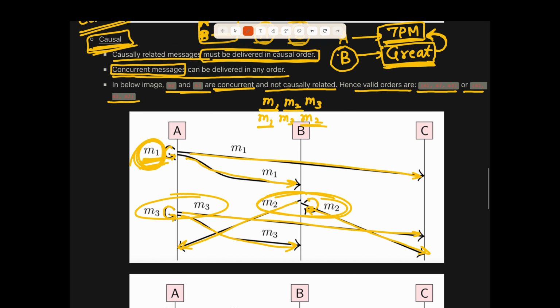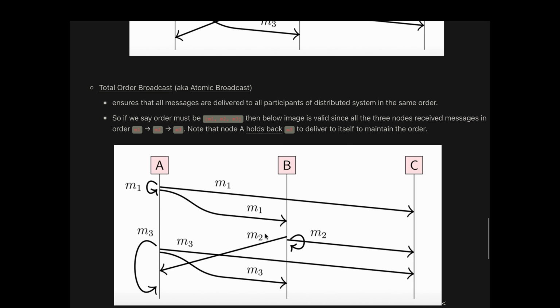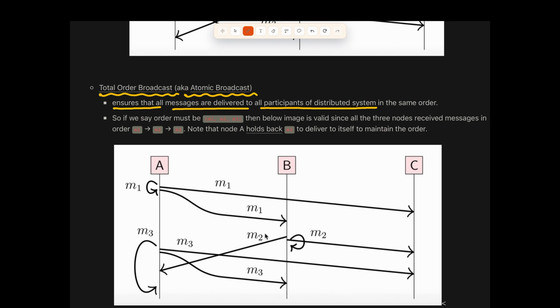Either they are causally related or they are concurrent messages. Now the third one and the last one is total order broadcast, also known as atomic broadcast. This basically ensures that all messages are delivered to all the participants of the distributed system in the same order.